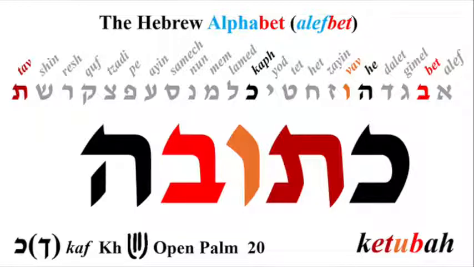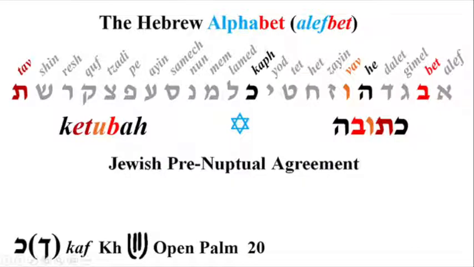A ketubah is the Jewish prenuptial agreement. And yes, they have one, okay? Every Jewish husband and wife, before they get married, they write a ketubah, okay? And a ketubah has 5 parts.